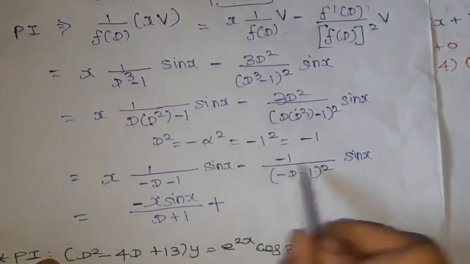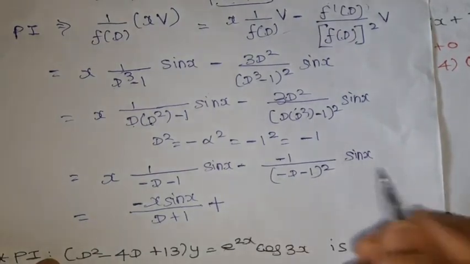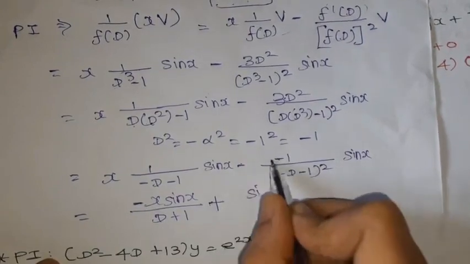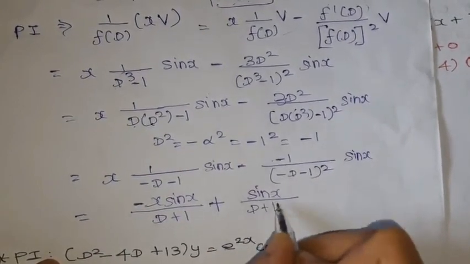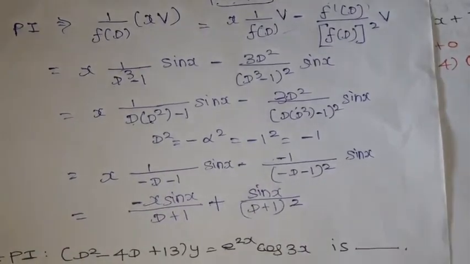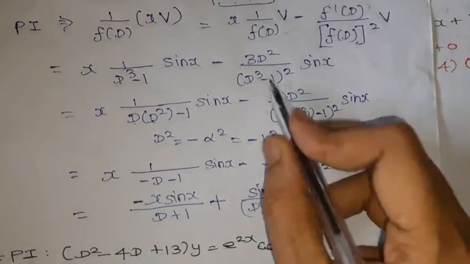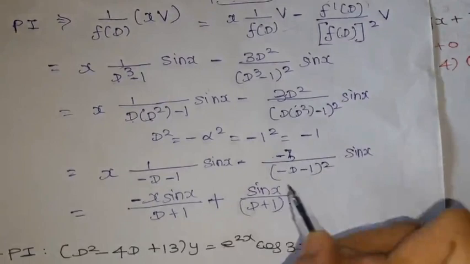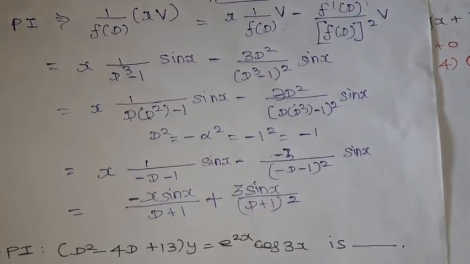In the above, it is 3 sin x, minus into minus plus sin x, divided by d plus 1 the whole square. So when we take the minus outside and then square, the negative sign gets squared and becomes a positive sign. So here you see, there is 3 sin x divided by d plus 1 the whole squared.